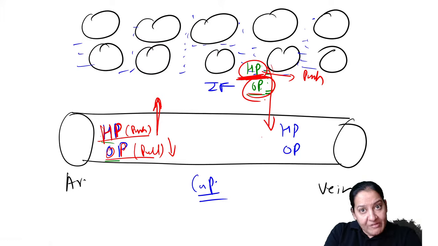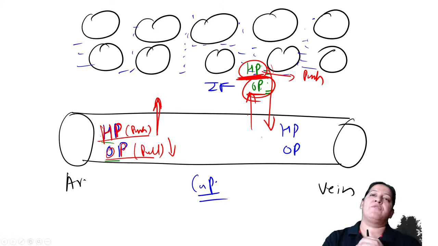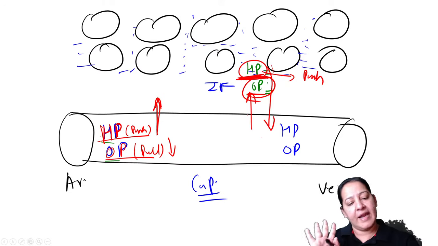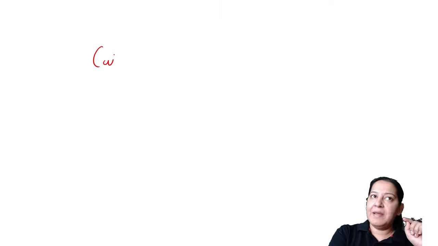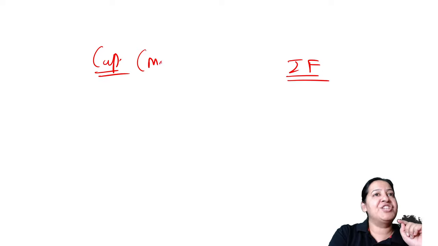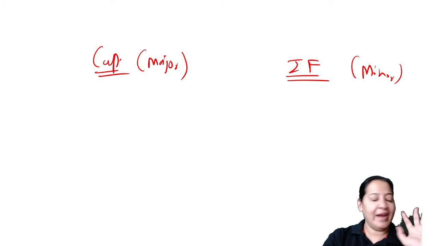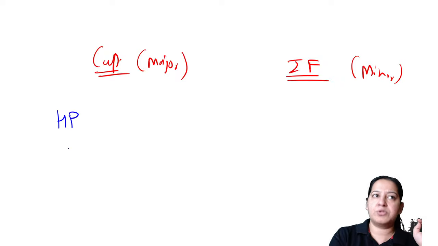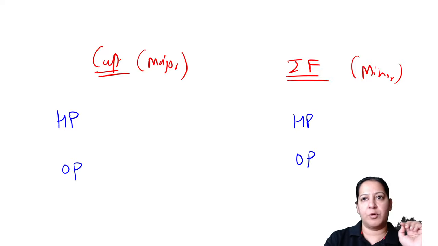And osmotic pressure always attracts water. So water will come to the interstitial fluid, so it is an outward pressure for the capillary. You got my point? If you got it, it's good. If you didn't get it now, don't bother. Just learn it. There are capillary pressures and there are interstitial fluid pressures. The capillary pressures are the major pressures and the interstitial fluid pressures are the minor pressures. First learn that. So in total we are talking about four pressures. Here also we talk about hydrostatic pressure and osmotic pressure.